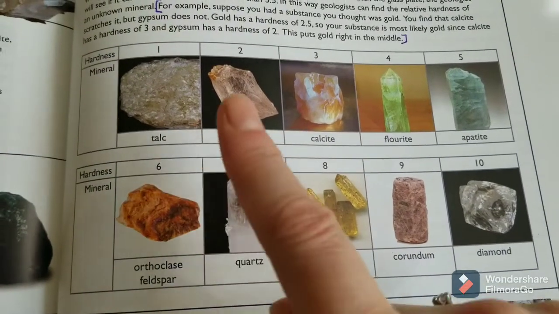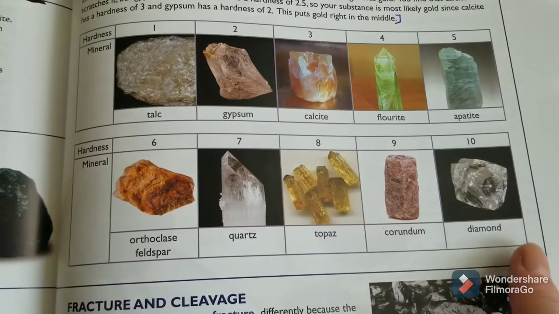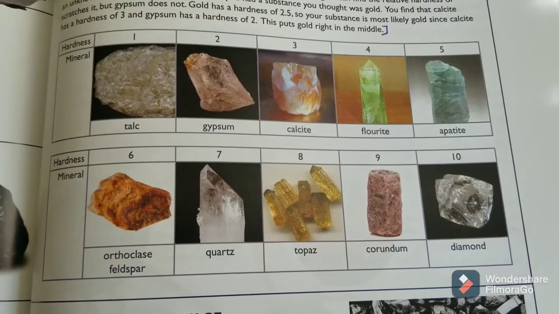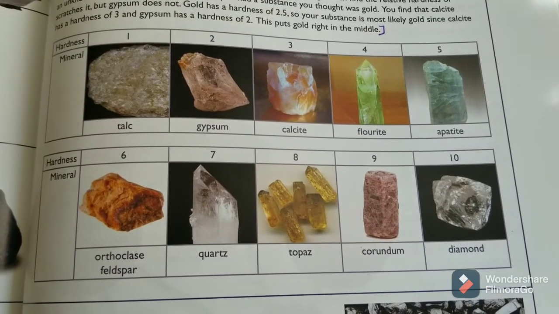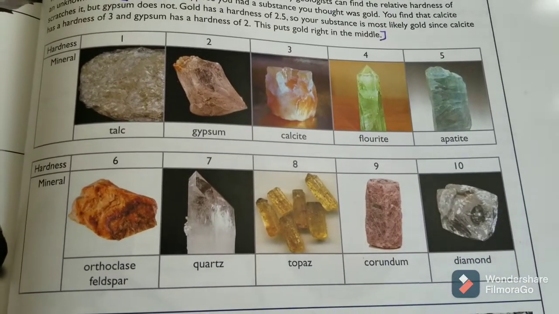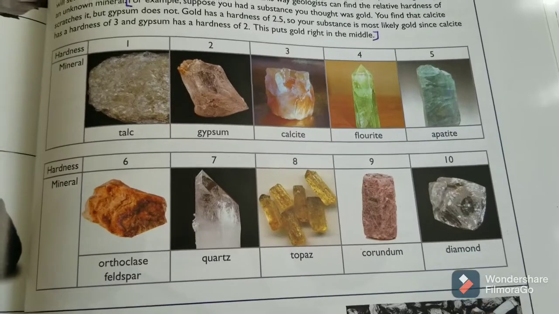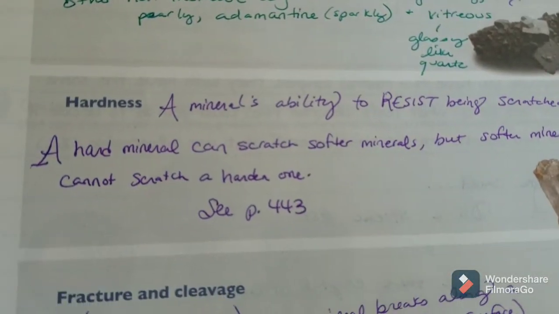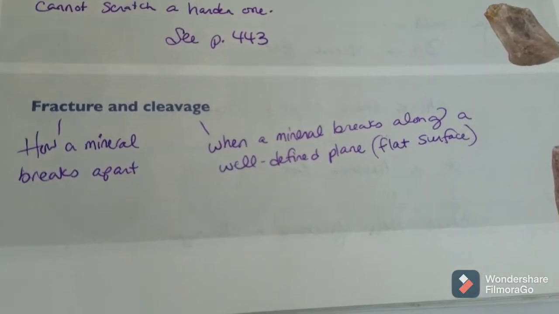So you would just take an unknown substance, and if you had all of these available to you, you could scratch them with what you have, and you could find the hardness level and match it up with its known hardness rating. So it helps because they already know these have consistent hardness levels. Isn't that cool?